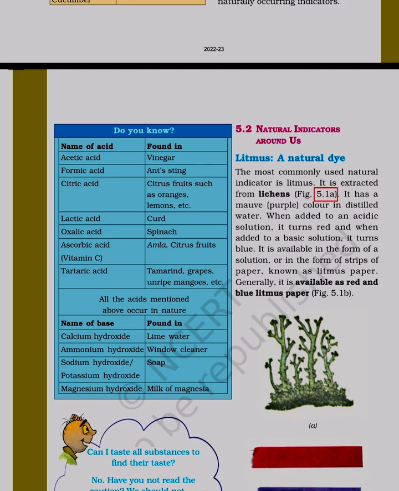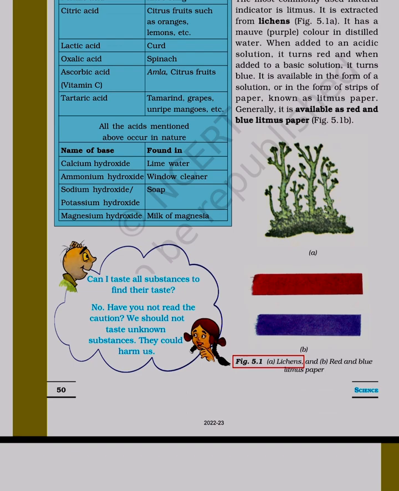Figure 5.1a. It has a mauve purple color in distilled water. When added to an acidic solution, it turns red, and when added to a basic solution, it turns blue. It is available in the form of a solution, or in the form of strips of paper, known as litmus paper. Generally, it is available as red and blue litmus paper. Figure 5.1b. Figure 5.1. A. Lichens, and B. Red and blue litmus paper.